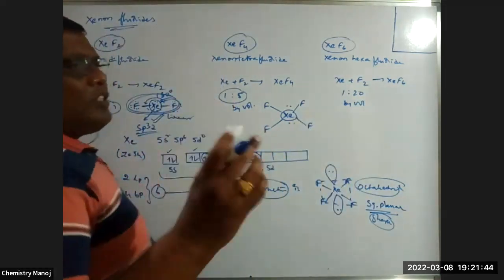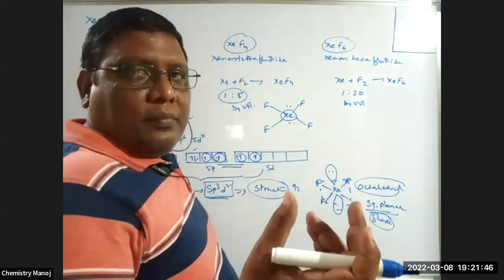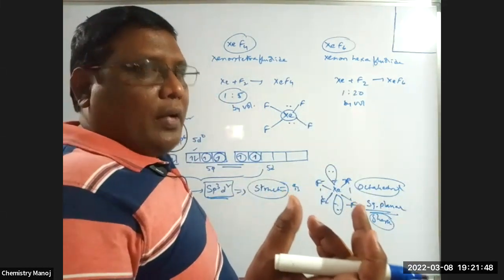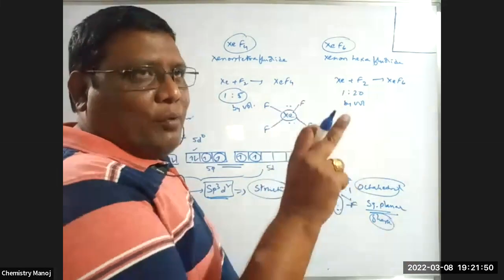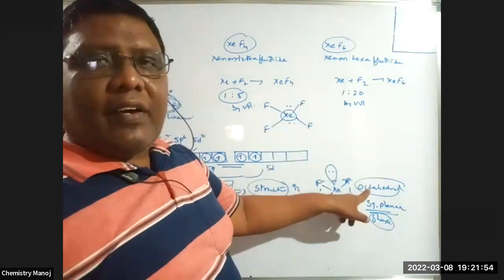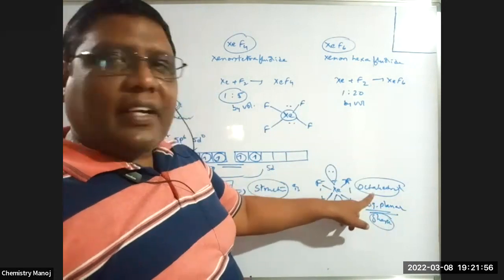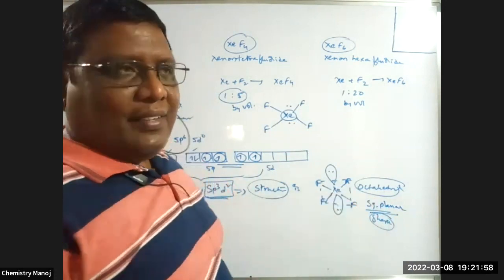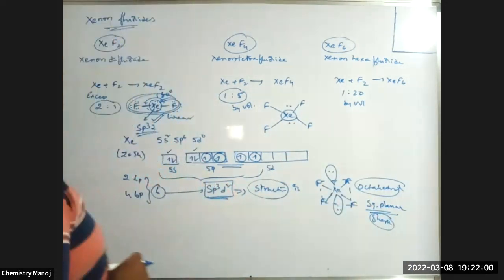Shape is nothing but what we observe, the observed one. The structure is the theoretical one, the octahedral geometry, and the shape is the actual one.